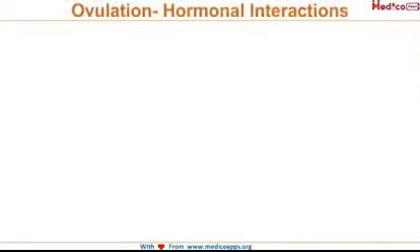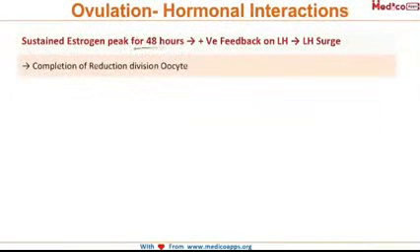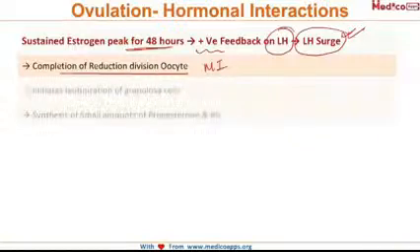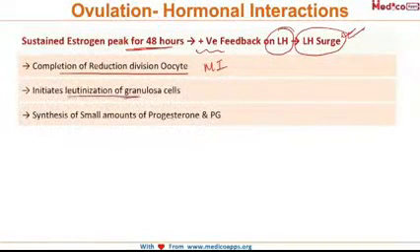So, let's revise once again. There is a sustained estrogen peak for around 48 hours. This will lead to a positive feedback effect on the LH, subsequently leading to the LH surge and LH peak. And it is because of this LH surge that there is completion of the reduction division of the oocyte. That is, meiosis 1 is completed, leading to the formation of a secondary oocyte and one polar body. Secondly, it initiates luteinization of the granulosa cells, and from these luteinized granulosa cells, there will be synthesis of a small amount of progesterone and prostaglandins.